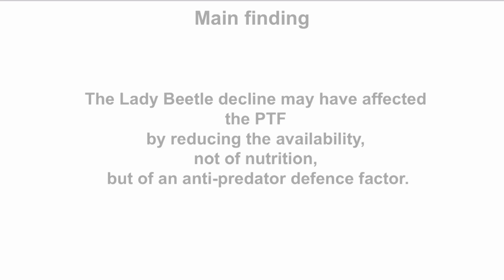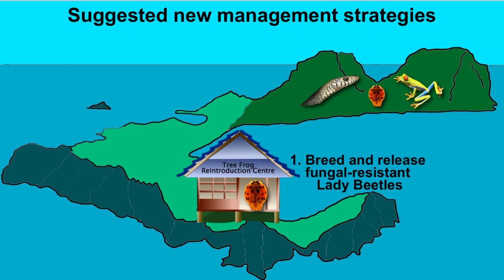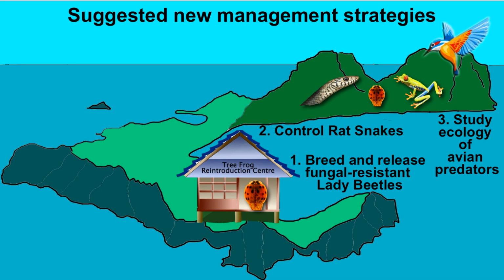I want to conclude by returning to the question of management. The science may still have a long way to go, but given the urgency of the tree frog situation, we recommend the following. There is already a program underway to breed lady beetles that are resistant to the fungal pathogen, and we now suggest that the tree frog program should assist it with finances and other resources. Also, the removal of rat snakes, which are a pest in any case, should be given even higher priority. And finally, we encourage the bird ecologists on Picobar to focus their attention on the feeding habits of the predatory bird species that visit the canopies of the mid-altitude forests.